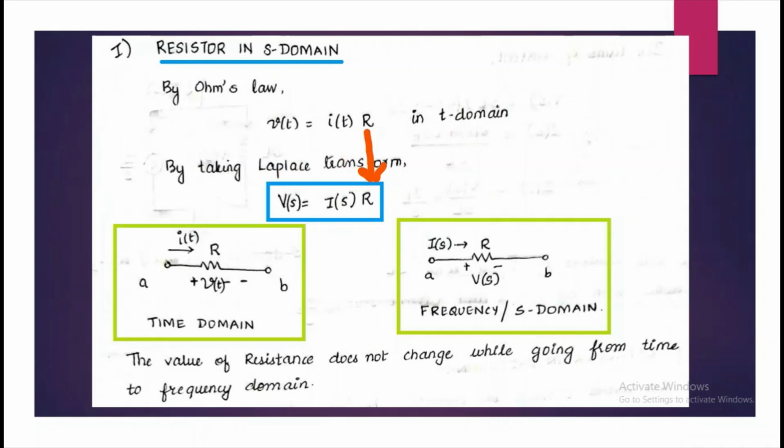So this is the time domain representation where between two nodes A and B, a current i(t) is flowing through a resistance R, thereby forming a voltage drop v(t). In the frequency domain, it remains the same. The value of the resistance does not change while going from time to frequency domain.